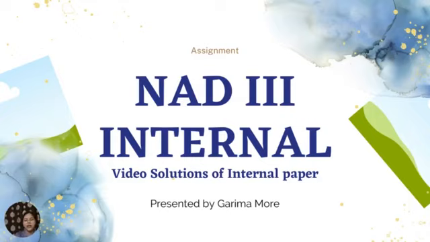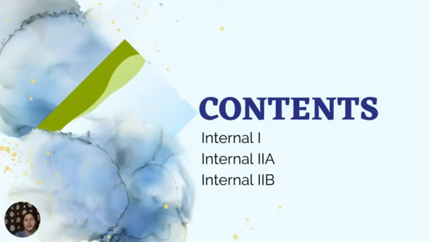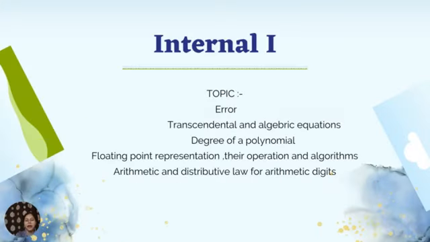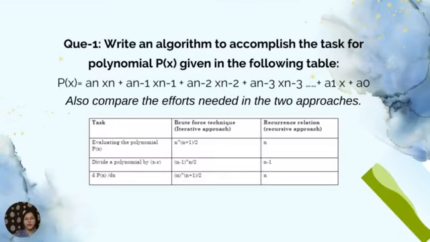The content of this presentation is internal first, internal second part A as internal test 2, internal second part B as internal test 3. So in this video we're going to discuss the topics of internal 1, as follows: error, transcendental and algebraic equations, degree of a polynomial, floating point representation, their operations and algorithms, and arithmetic and distributive law for arithmetic digits. So let's move to the question first.